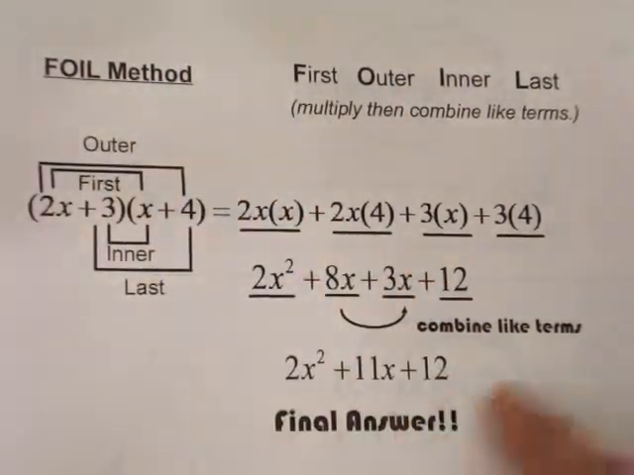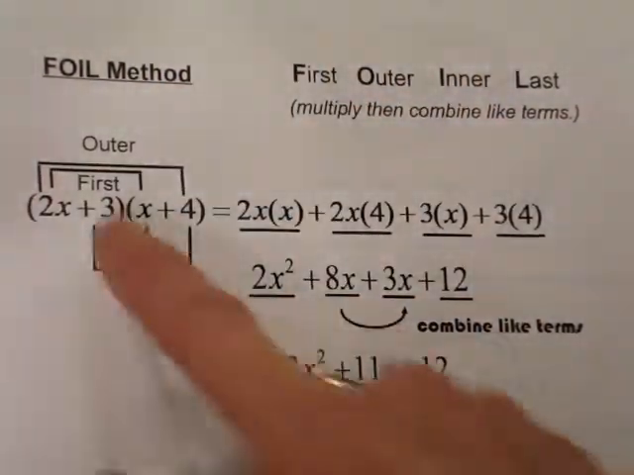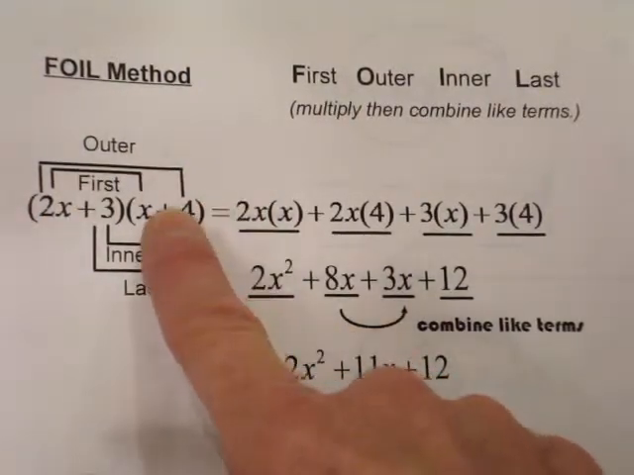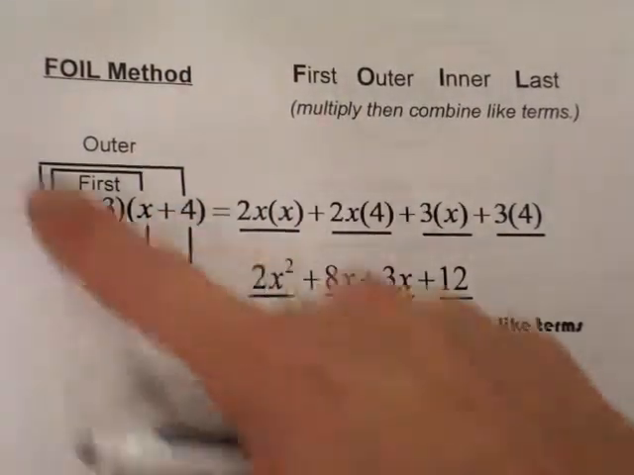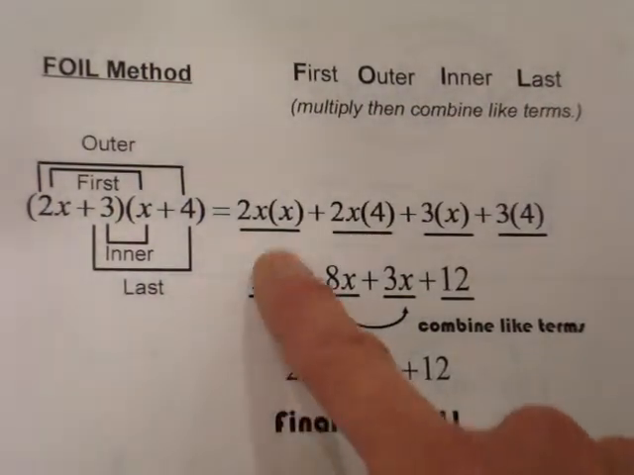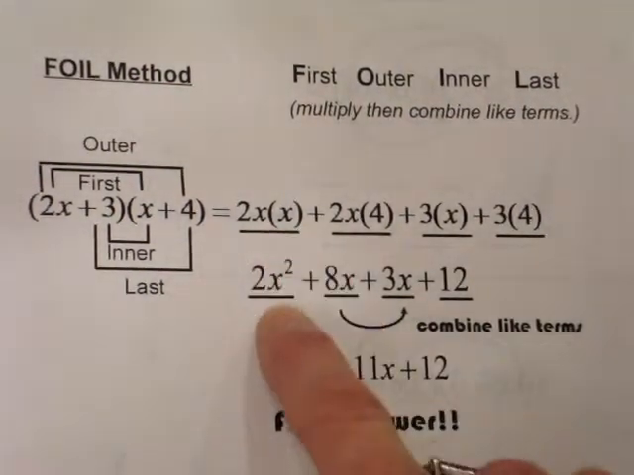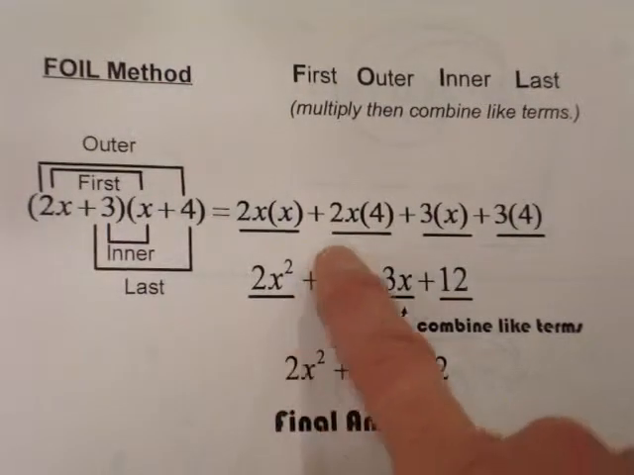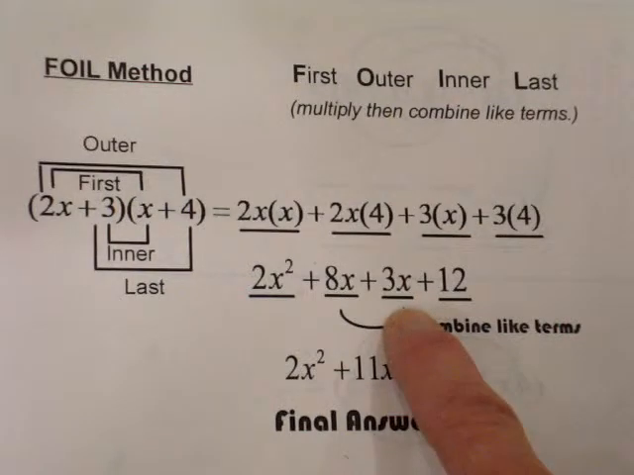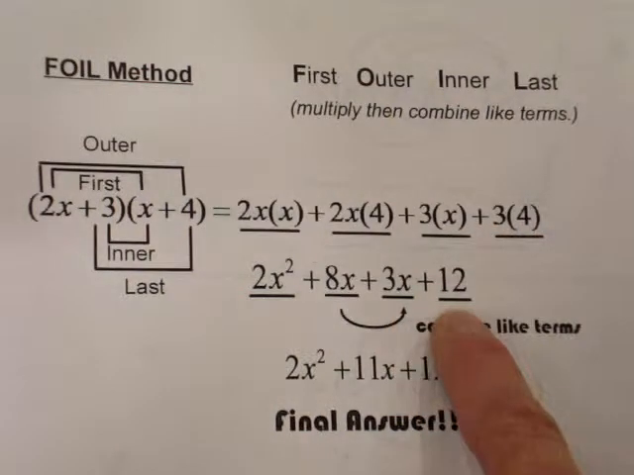So basically, multiplying binomials means everything in the first parentheses has to be multiplied by everything in the second. It's kind of like a double distributive property. The 2x times x becomes 2x squared. You have to remember your exponent rules. 2x times 4 becomes 8x. 3 times x becomes 3x, and 3 times 4 becomes 12.